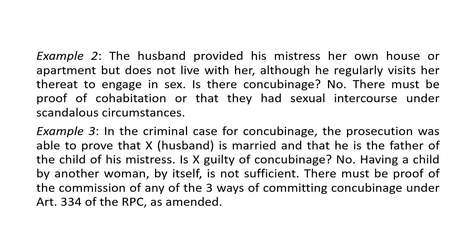Example number 3. In the criminal case for concubinage, the prosecution was able to prove that X, the husband, is married and that he is the father of the child of his mistress. Question: is X guilty of concubinage? The answer is no. Having a child by another woman by itself is not sufficient. There must be proof of the commission of any of the 3 ways of committing concubinage under Article 334 of the Revised Penal Code as amended.